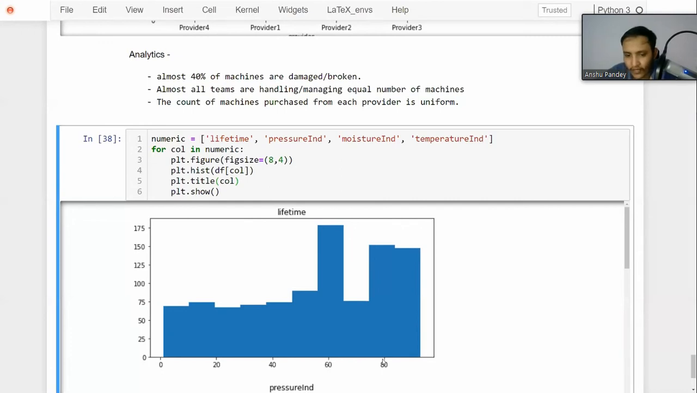So 6 to 7 years back, the factory would have been set up, right? At that moment, possibly they would have purchased a higher number of machines. And then maybe for around a year or 6 months, they didn't purchase many machines, but then again, they purchased a higher number of machines, and then a uniform number of machines are being purchased almost every month, right? So the lifetime of the machines is uniformly distributed up to 60 months, and then it has a little peak, and then again, another peak in the data distribution.